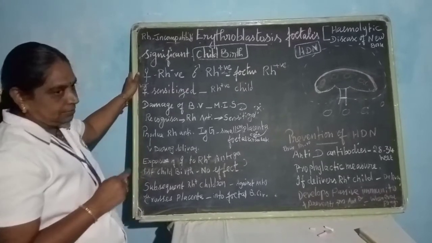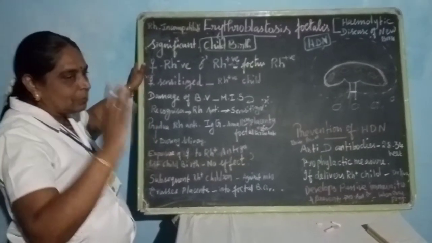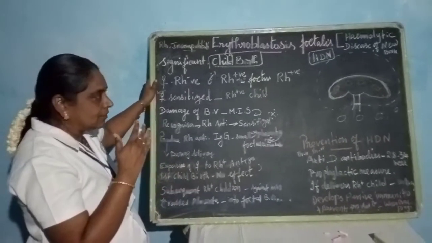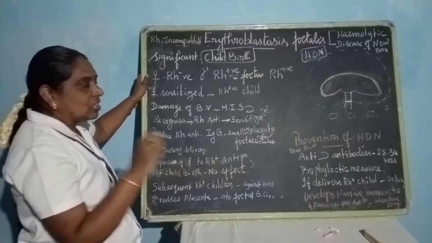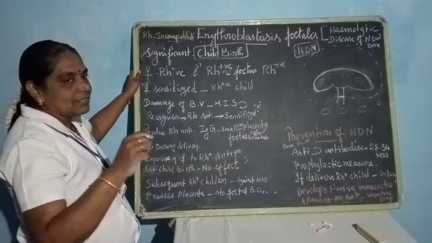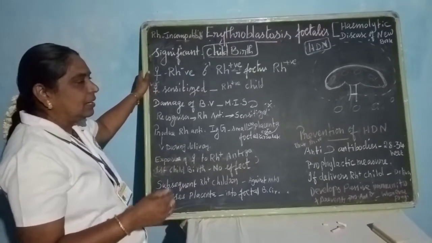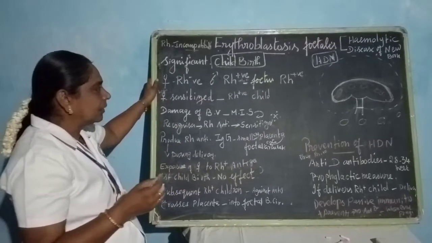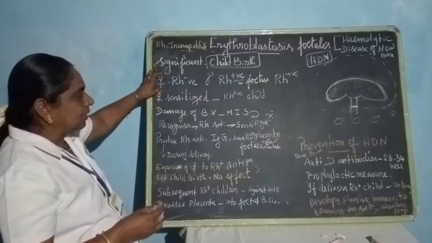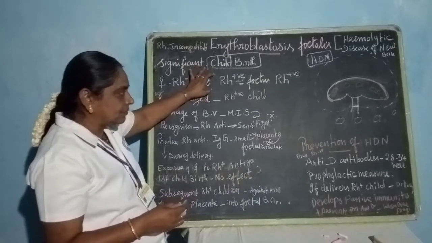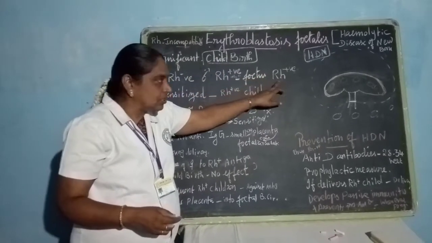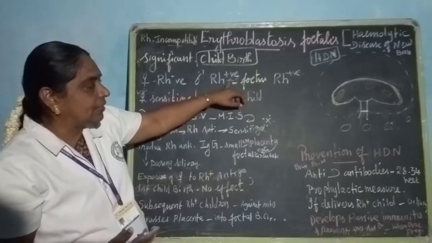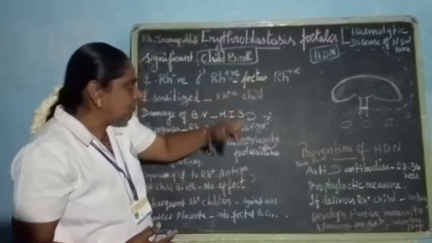Imagine that the mother is RH negative and the father is RH positive. The child is RH positive, which has the inherited factor from his father. When the mother is RH negative and the father is RH positive, the fetus would be RH positive, having inherited the factor from the child's father.